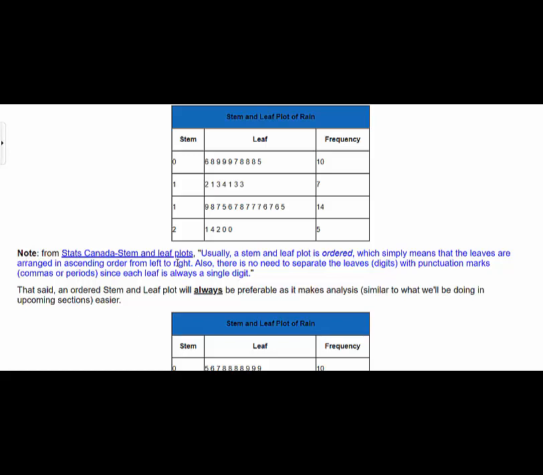Quick note from Stats Canada on stem and leaf plots. It says usually a stem and leaf plot is ordered, which means simply that the leaves are arranged in ascending order left to right. There's no need to separate the leaves with punctuation marks, commas, periods, since every leaf is always a single digit. Okay, so I was going to suggest that as well.